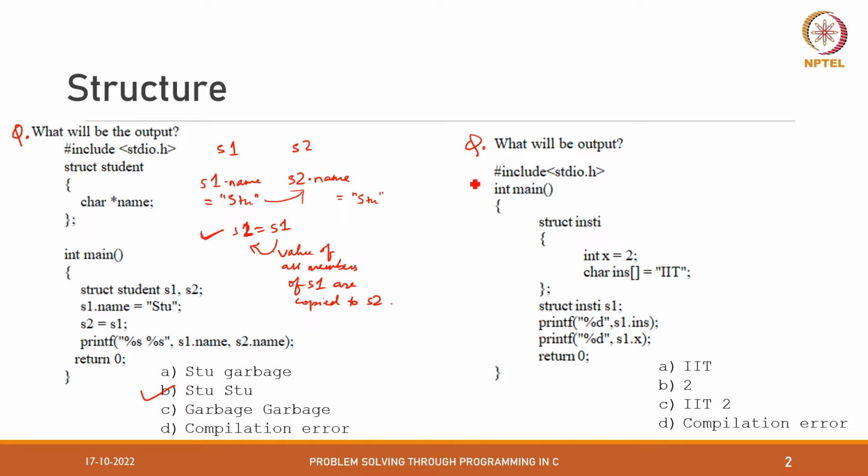This is another question on structures. Here we have defined a structure inside the main function, rather than defining it globally. We are saying struct entity, and in braces the members are int x equal to 2 and char ins[] equal to "iat". This is the structure prototype, rather, that we have defined. We are declaring a structure s1 of type struct entity, and then we are trying to print s1.ins and s1.x. So what exactly will be the output from these print statements?